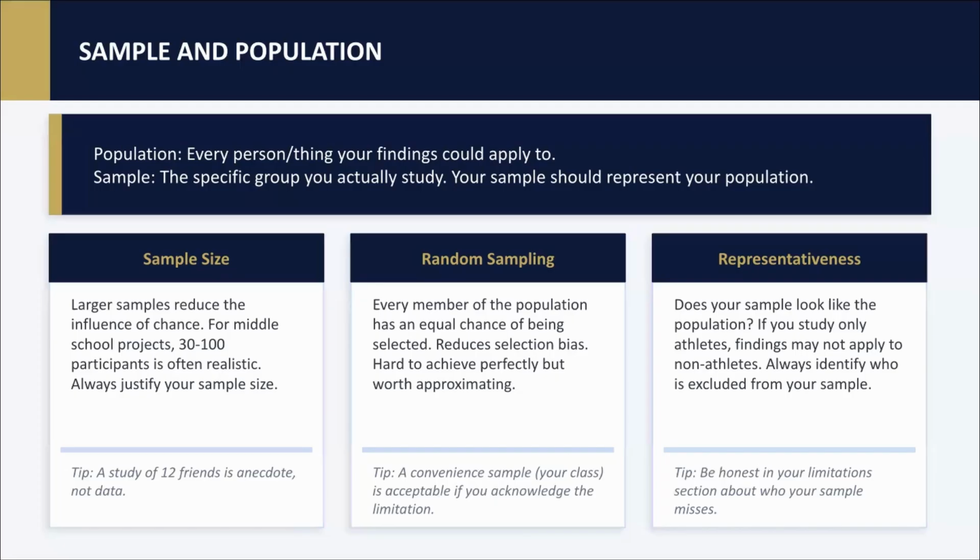Representativeness. Does your sample look like the population? If you study only athletes, findings may not apply to non-athletes. Always identify who is excluded from your sample. So be honest in your limitation section about who your sample misses.